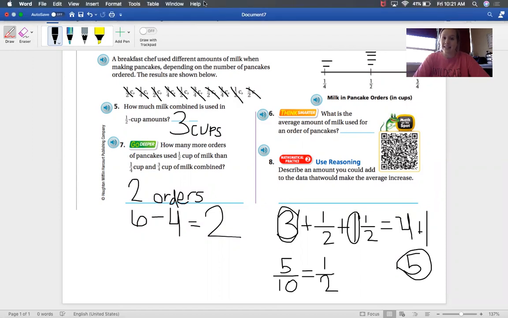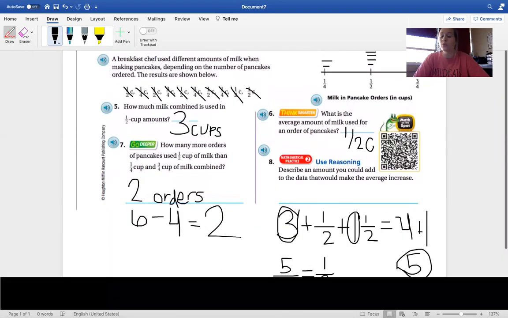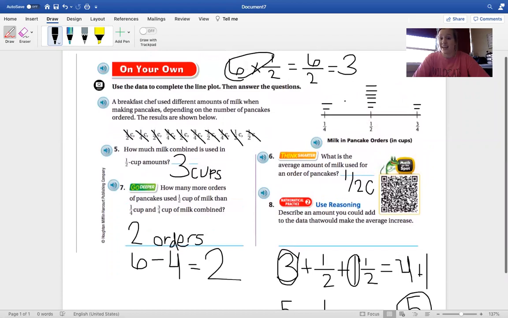So that tells us that our average, or the average amount of milk used for an order of pancakes, was 1/2. And I'm just going to put a C for cups. 1/2 cups. That means that the average amount of milk that the chef used when he was making pancakes was a 1/2 cup, which makes sense because if you look here, he used 1/2 the most, right? And so he used about a 1/2 cup each time he was making pancakes.